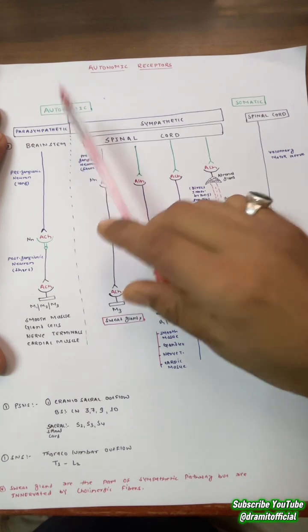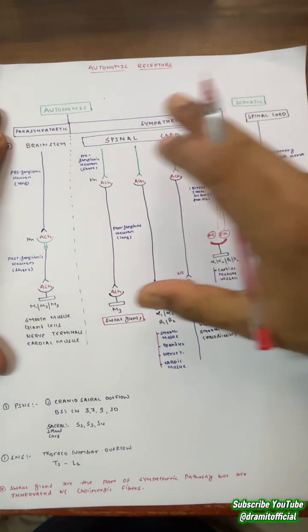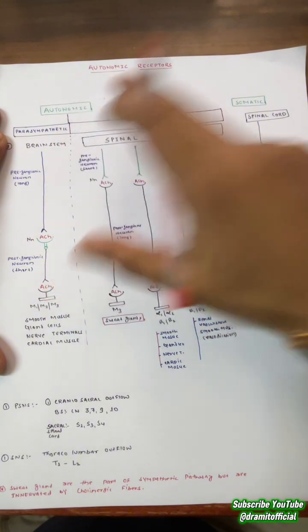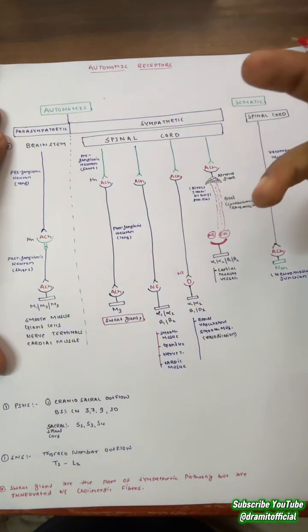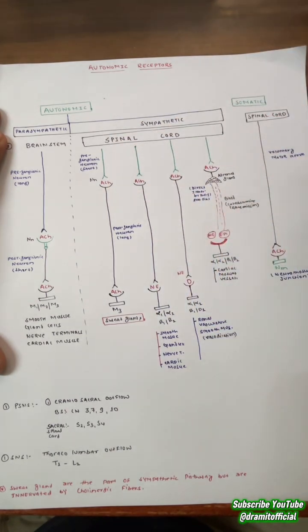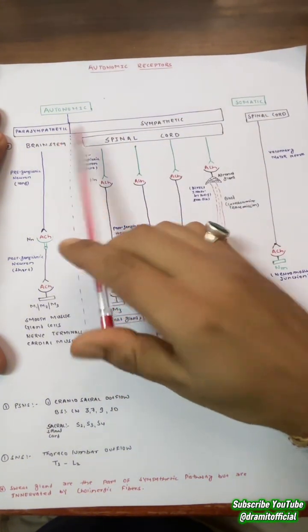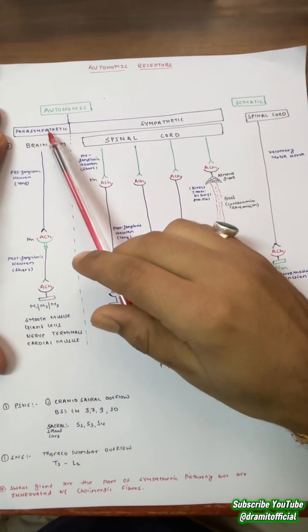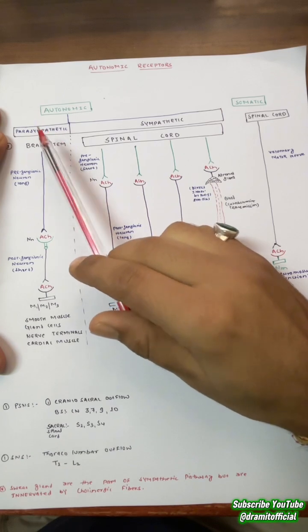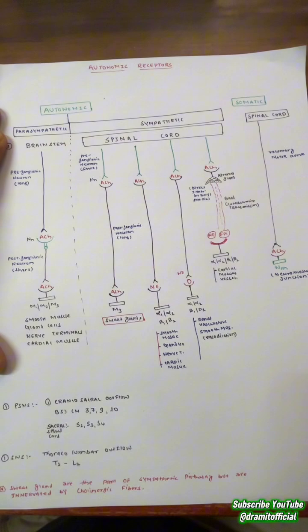This autonomic nervous system is the nervous system which works automatically and is not under our conscious control, and the somatic nervous system is the system which controls voluntary movements like moving your hands, moving your legs. So that is the somatic nervous system. Now, this autonomic nervous system is further divided into parasympathetic and sympathetic nervous systems. As we all know, the parasympathetic nervous system is for rest and digest, and the sympathetic nervous system is for fight and flight.